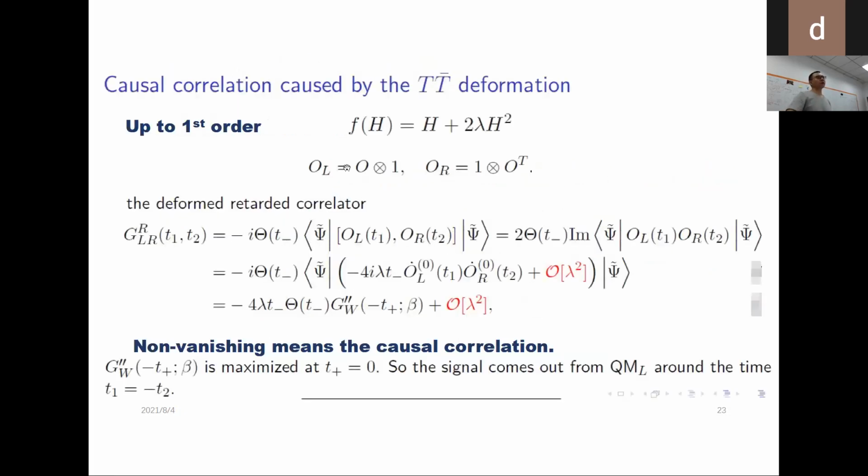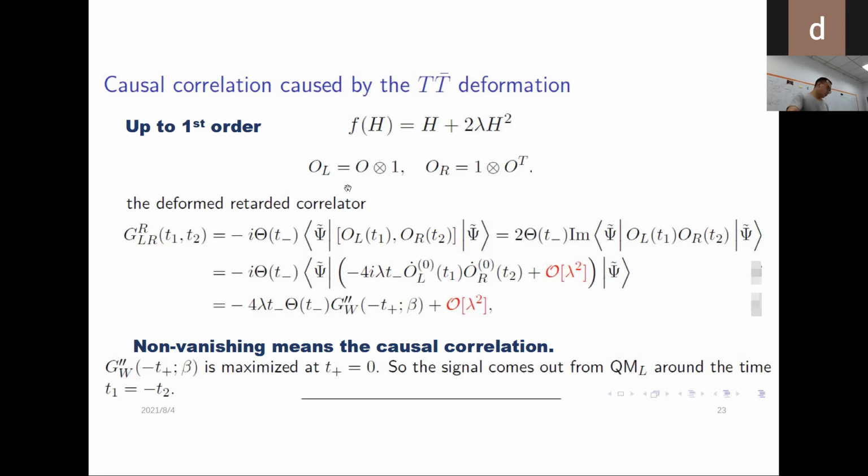So up to fourth order, we want to try to see the entanglement between the left and the right. So you can put in a disentangled operator, something like this. This is a left operator associated with the left Hamiltonian, and this is a right-hand operator associated with the right Hamiltonian.